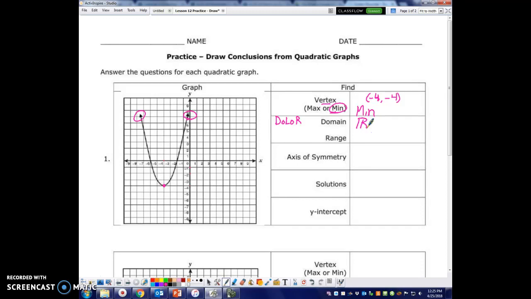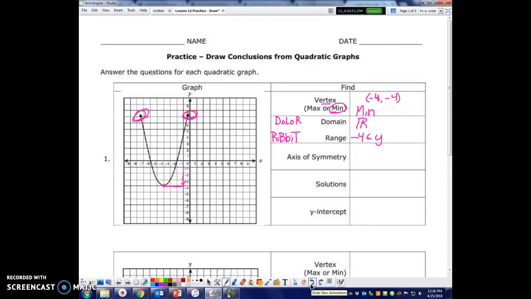Okay. For range, remember that range is from bottom to top. Okay, range is from bottom to top. So how far down does it go? -4. And then how high up does it go? The arrows, it goes forever. So you don't need to put anything. Okay, you can put to infinity, but you don't have to.